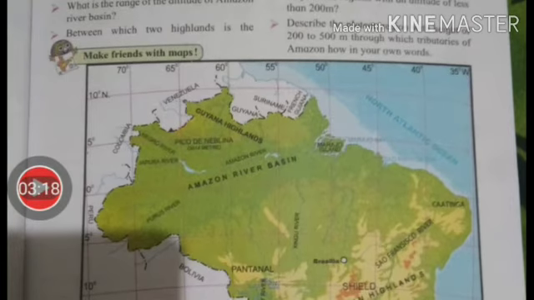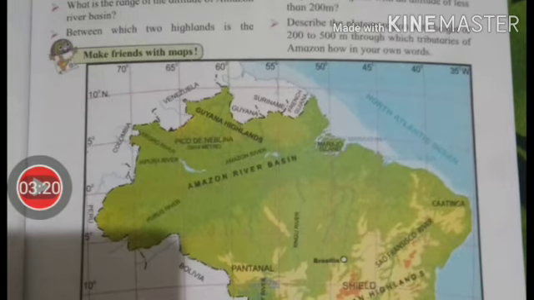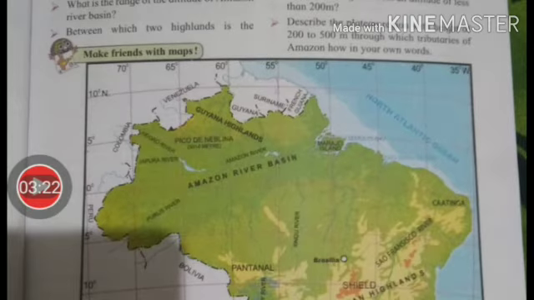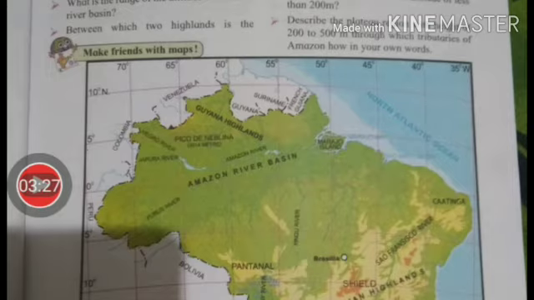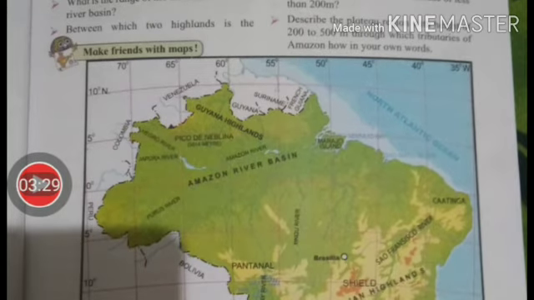Okay. Now move on to the map of Brazil. Here is given Brazil's physical map.